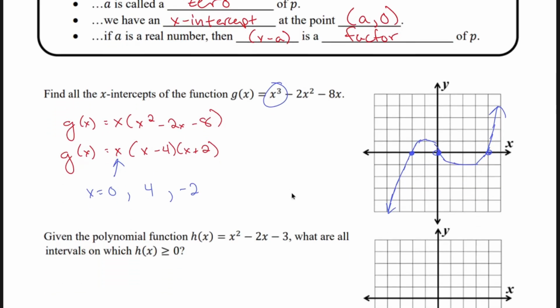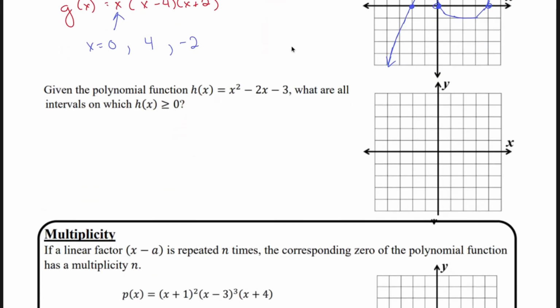Now here's another one. Given the polynomial h of x equals x squared minus 2x minus 3, what are all the intervals on which h of x is greater than or equal to 0?